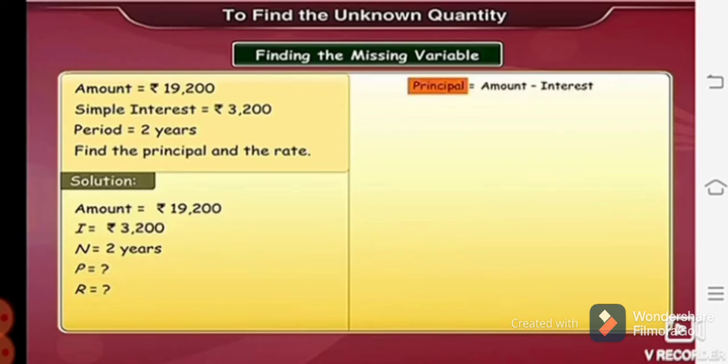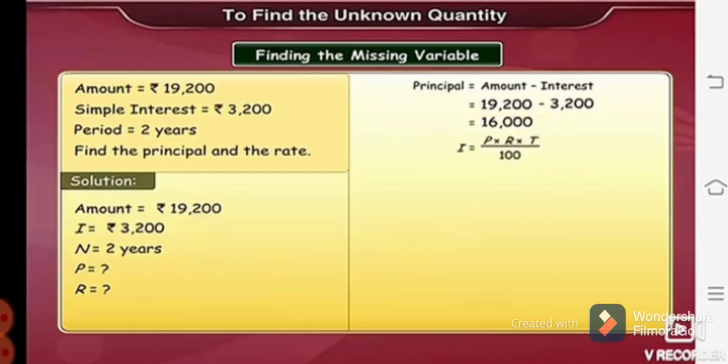So principal is equal to what? Amount minus interest. Yes, principal we will find out. What is the amount? 19,200 minus the interest 3,200 will give us how much? Yes, 16,000. So did we get the principal? Now we'll find out the rate of interest by the formula of simple interest. I is equal to P into R into T upon 100. Substituting, we get 3,200 is equal to 16,000 into R into 2 upon 100.